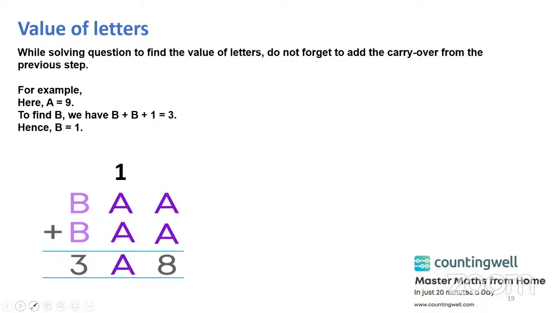So we carry over 1 from the previous step. Now a is 9, so 9 plus 9 is 18 and we add this 1. So again we'll get a 9. We carry over 1 here. So we have b plus 1 equals 3. That's why we have b equals 1.